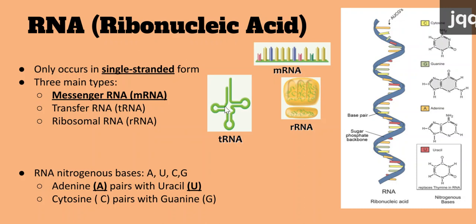So, RNA, just like DNA, has nitrogen bases on it, except RNA does not have T for thymine. Instead, RNA has U for uracil. C always pairs with G. That's true for DNA or RNA. But since there's no T on RNA, A pairs with U. AU, CG.